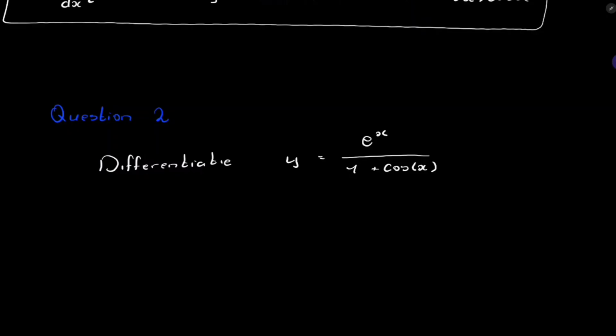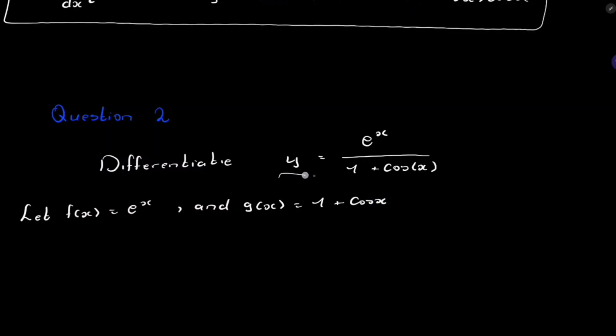So what's the first thing to do? We identify each function. So we'll say, let our f of x be equal to e to the x, and g of x be equal to 1 plus cos x. Knowing already that our function y can be written as one function divided by the other, what rule do you think can be used in this case? Of course, there is only one rule.